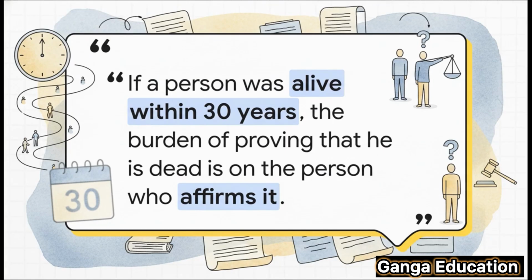So, what does this actually mean in simple terms? It means that if it's proven that a person was alive at some point within the last 30 years, the law will just assume they're still alive. The crucial point here is that if someone wants to claim that the person is dead, the responsibility, the burden of proof, is entirely on them to prove it.